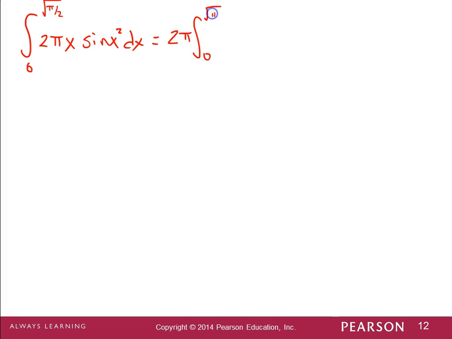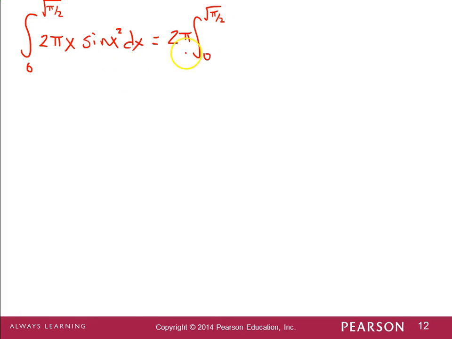So let's set up the integral here. We would want to integrate this from 0 to the square root of pi over 2. And we need a 2 pi x, and we want our function here, which is going to be sine of x squared dx. Okay, and so this is what we want to integrate. Well, let's do a little simplification here, or at least rewriting it so we can take the 2 pi out, and we get the square root of pi over 2.